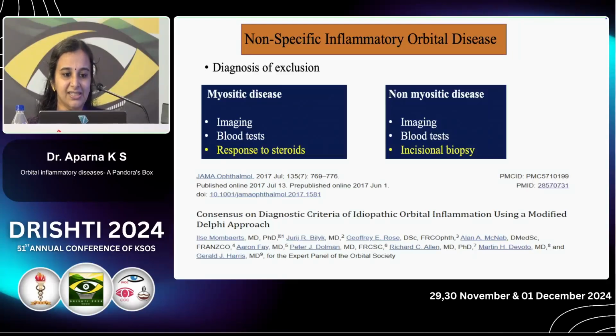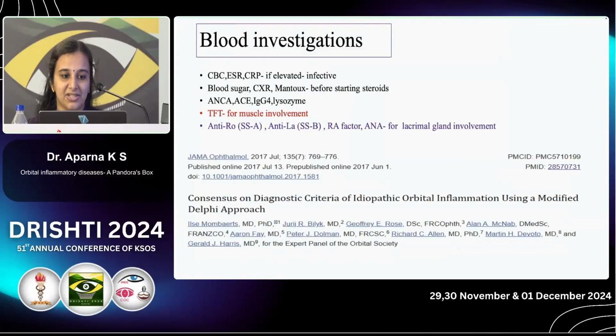Coming to the diagnosis, whether it is myositic or non-myositic, we have to do an imaging radiological evaluation to know what it is, and we have to do some blood tests that I will be discussing later. If it is myositic, we can directly start a trial of steroids, and if it responds to steroids, we can include that as a diagnostic criterion. If it is non-myositic, like lacrimal gland involvement or atypical involvement, we have to do an incisional biopsy in order to rule out associated systemic conditions.